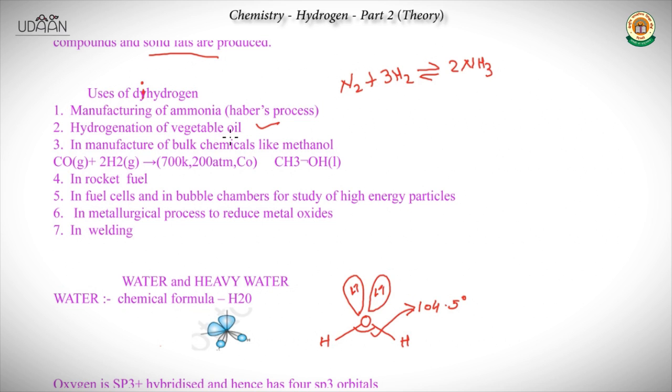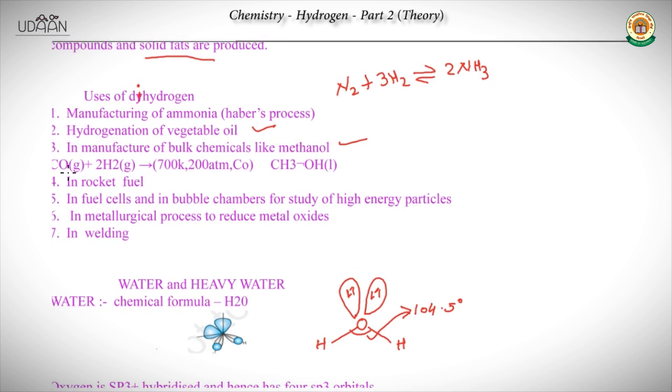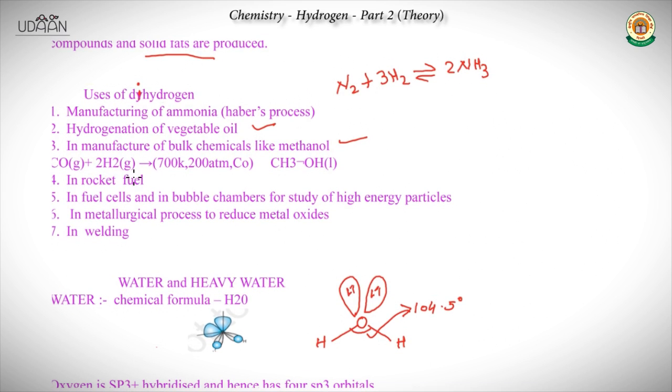Second one, we have discussed, the hydrogenation of vegetable oils to produce solid fats. And in the manufacture of chemicals like methanol, we need CO and H2. A lot of chemical compounds like alcohols and ethers, and hydrogen will be used to produce them. This is used in rocket fuel and fuel cells also.